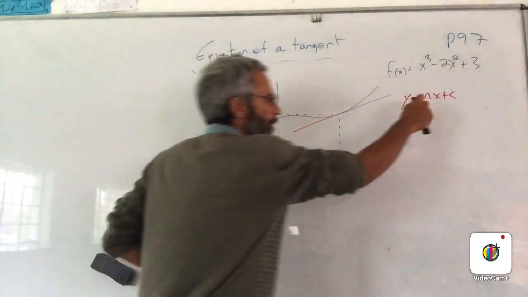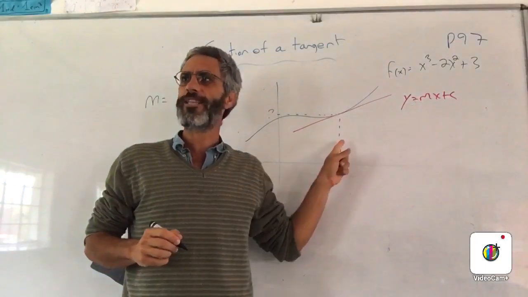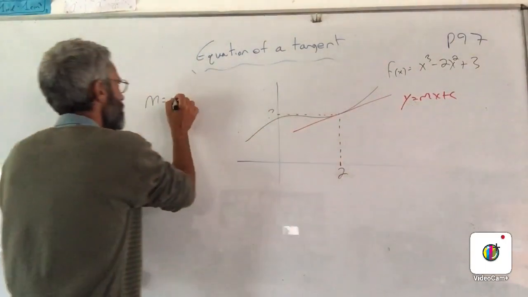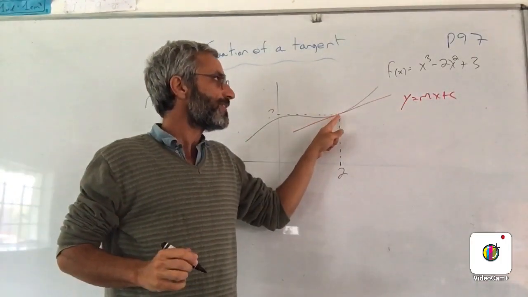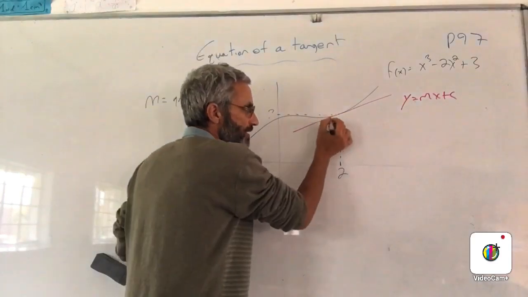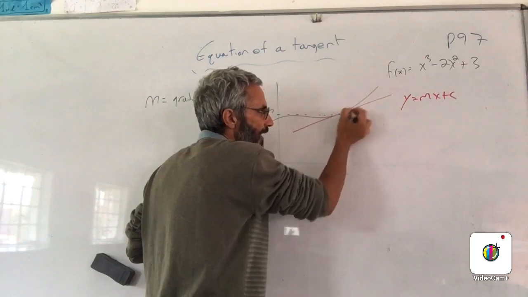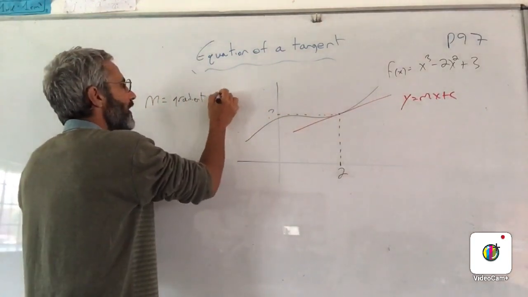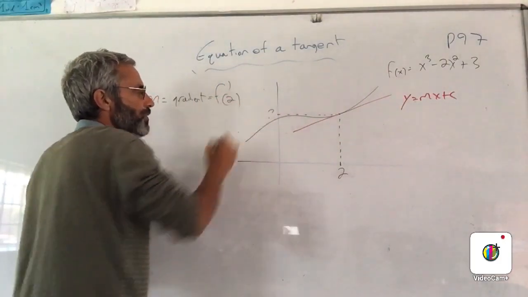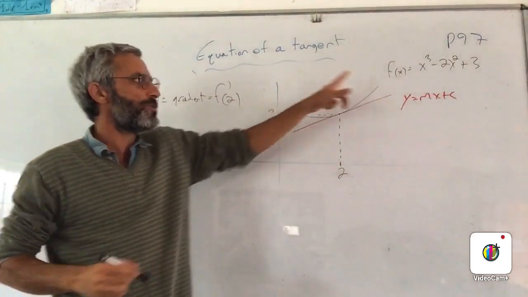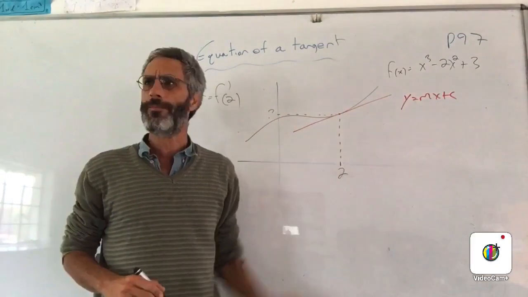So let's start with m. How do I calculate m? What is the m of a tangent? It's the gradient, isn't it? m is the gradient, and it's the same gradient as this function. That's the whole definition of a tangent: at this point, the gradient of the red line and the black line is the same. So really, it's the derivative of this function when x is equal to 2. If I calculate the derivative and then sub in x equal to 2, that will give me my m.